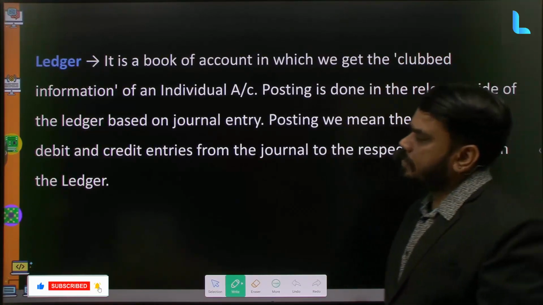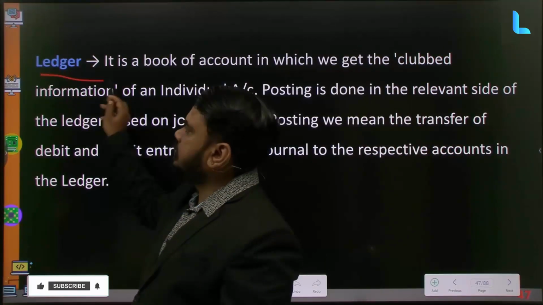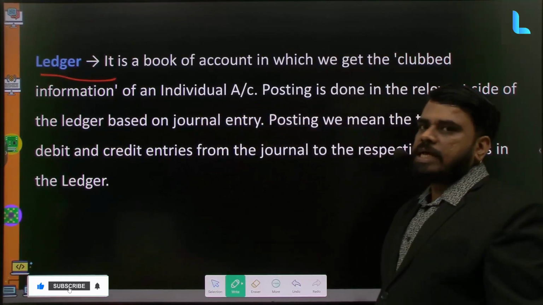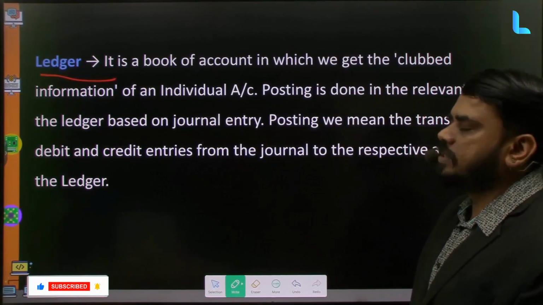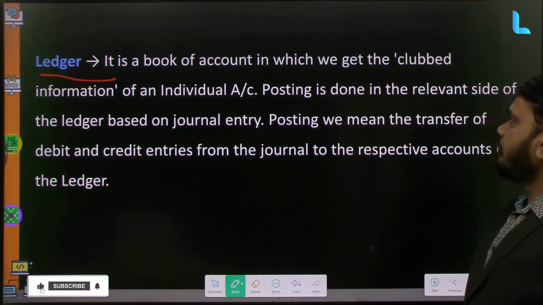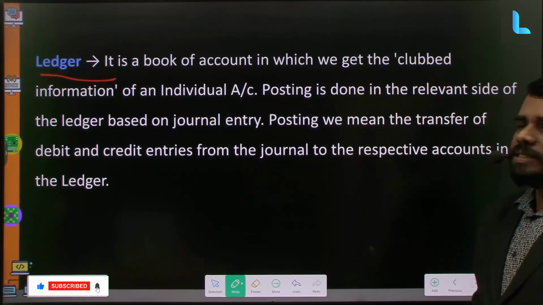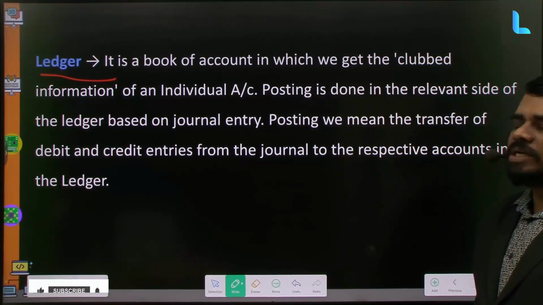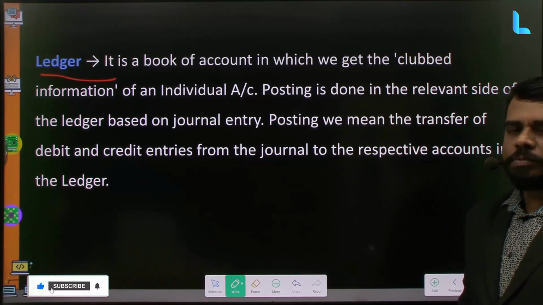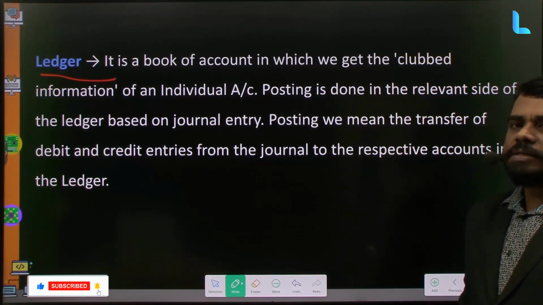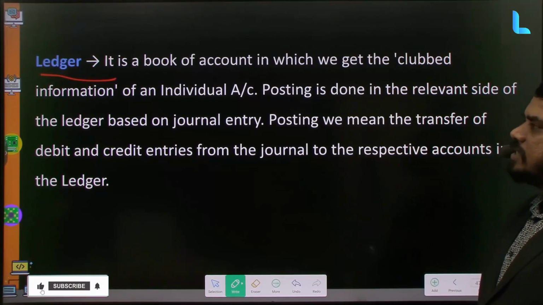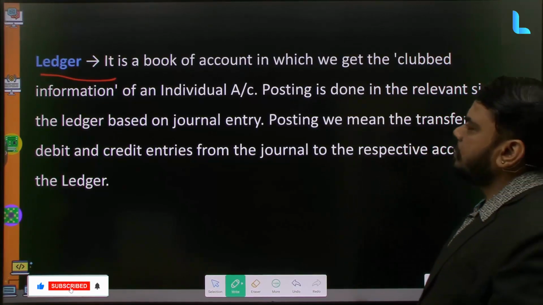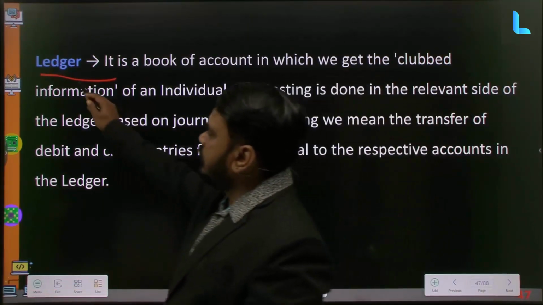So next topic is ledger. So what is this ledger? So ledger, as I discussed earlier, is a book of accounts. It is one type of book of accounts wherein all the transactions, that is the transactions which are passed in a cash or bank book, and the journal book, whatever transactions we record, both are clubbed together and recorded into the ledger.